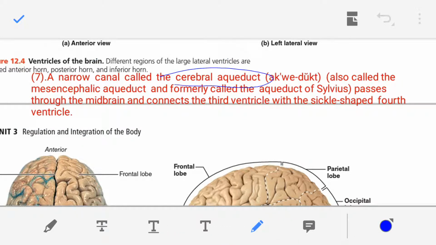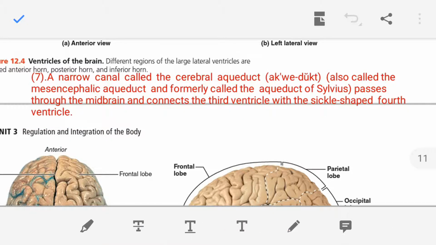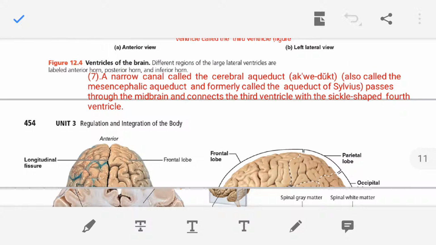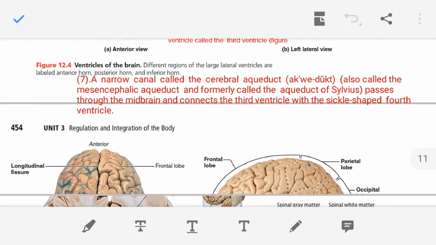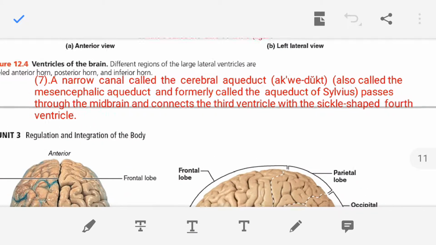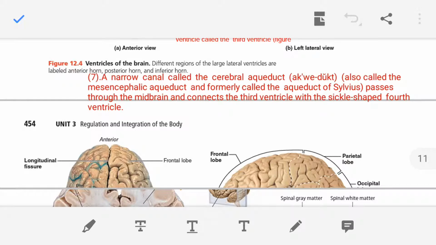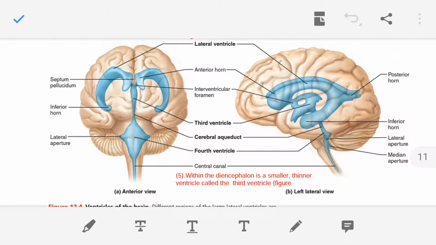What role is this cerebral aqueduct playing? It is connecting the third ventricle with the sickle shape fourth ventricle. In other words, between the third ventricle and fourth ventricle the cerebral aqueduct is present. You can also remember the old names for the cerebral aqueduct. So in the figure, the cerebral aqueduct.